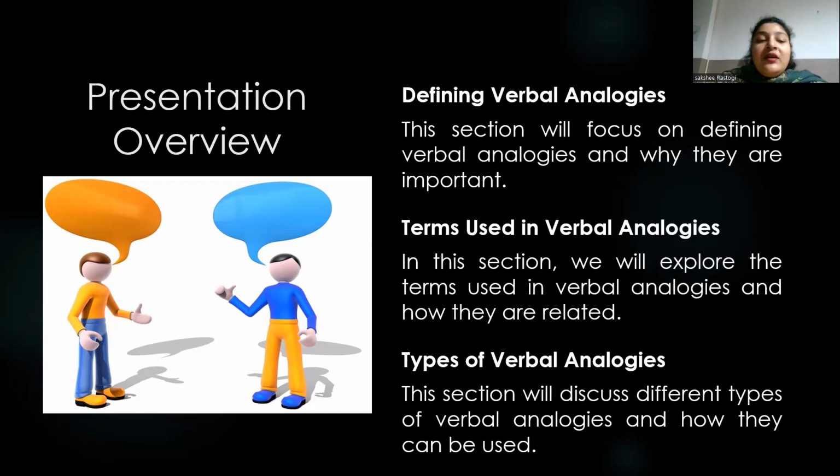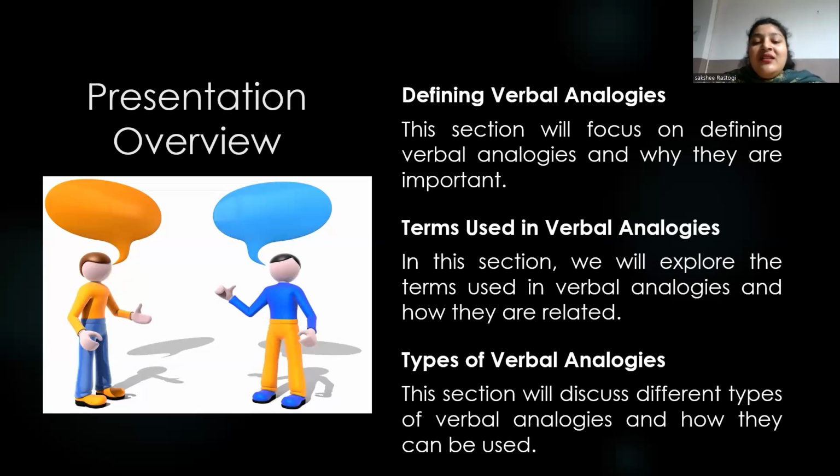Analogues are words that have a similar relationship, for example, eyes and see, ear and hear. Attributes are the characteristics or features of something, like apple and red. Function is the purpose or use of doing something, for example, pencil and write. Association is a connection or relationship between words, for example, doctor and hospital. Class is the category or group of things, like car and vehicle. Property is a characteristic or quality of something, for example, water and liquid.